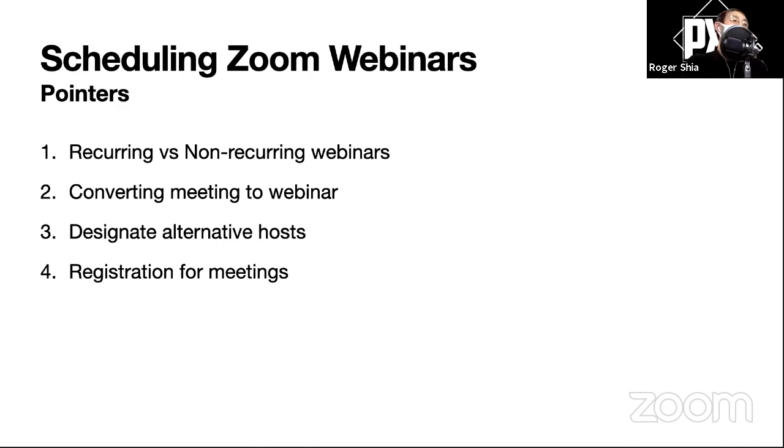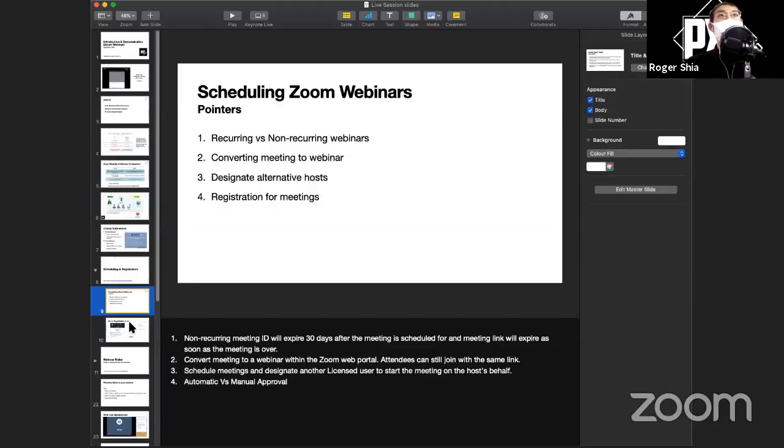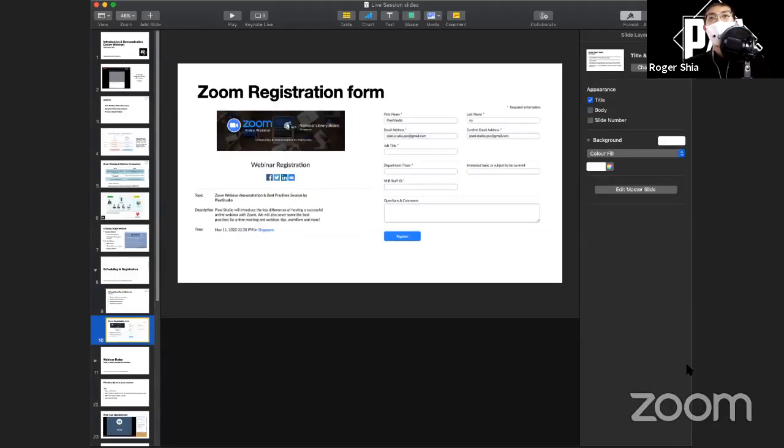The second point is if you're conducting a normal meeting and you wish to convert it into a webinar, this is also possible. In a Zoom meeting as well, you can designate an alternative host. For example, I'm the main host of this meeting. Indra will be my alternative host. In case anything happens to me, Indra can easily take over this Zoom webinar. And lastly, the registration for meetings. I'll just briefly divert your attention to how you can register and create your own Zoom webinar.